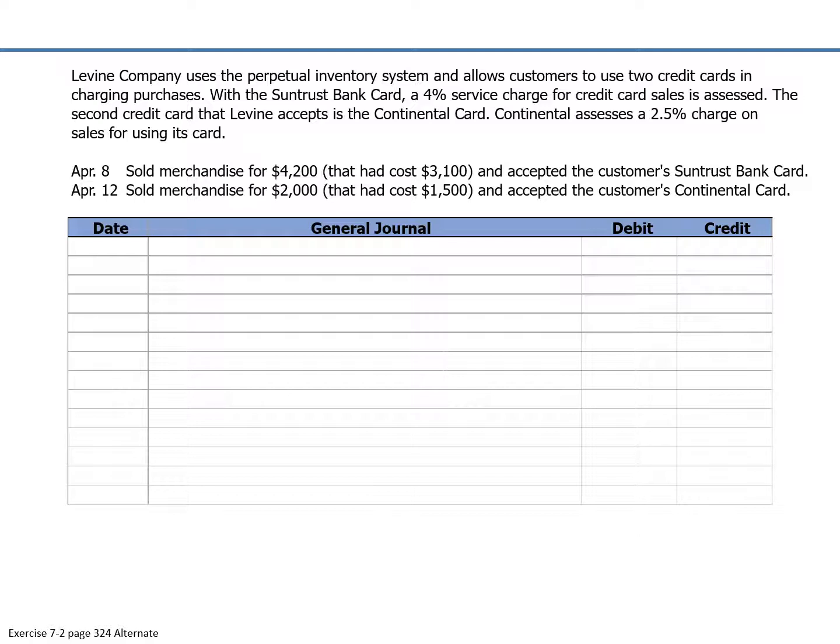So same problem, different numbers. Why don't you pause the recording, work your way through it, and when you're finished, you can resume the recording, and we'll go through the answers.